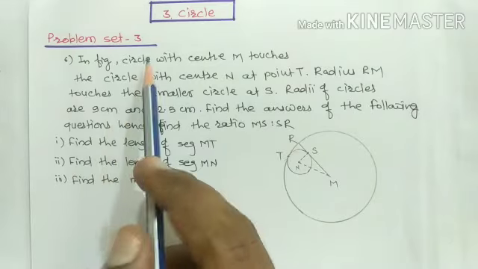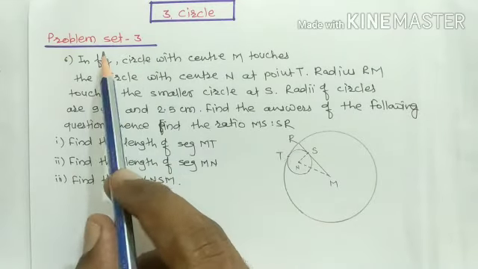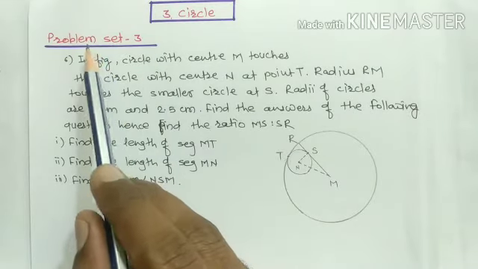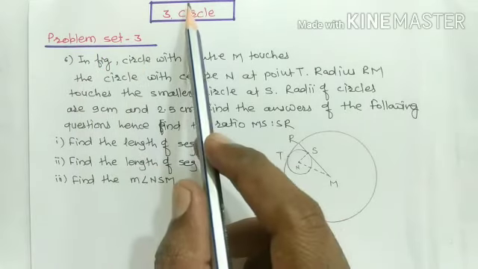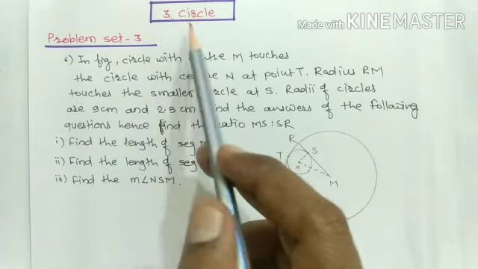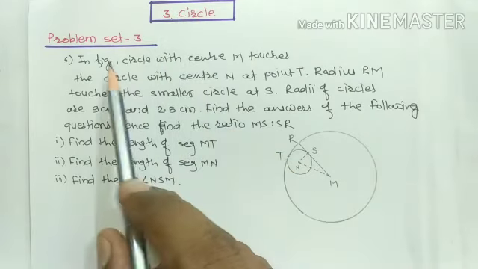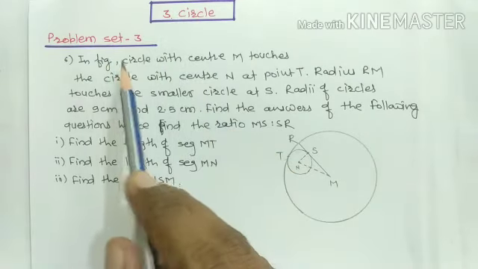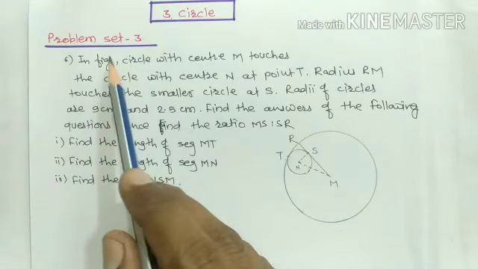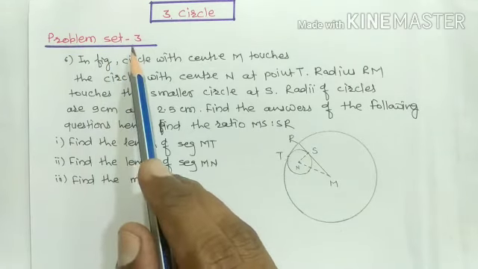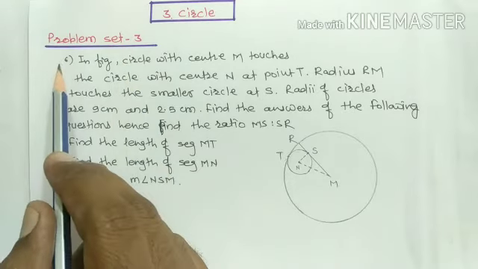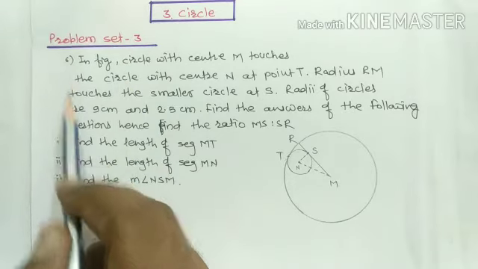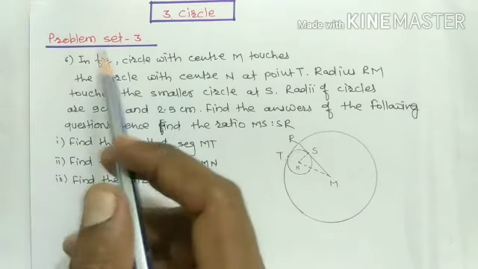Hello friends, in this video we are going to solve the examples in problem set third, that is from the paper second, the third chapter, circle. In the previous video we already solved the first 5 questions in this problem set third, and now in this video we are going to solve the examples from 6th onwards from this problem set third.